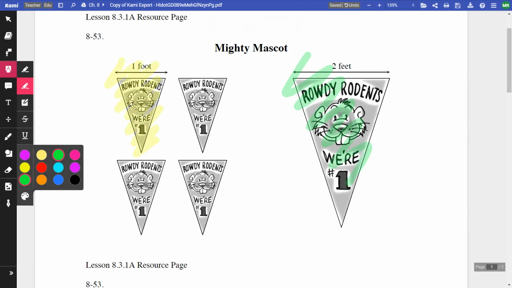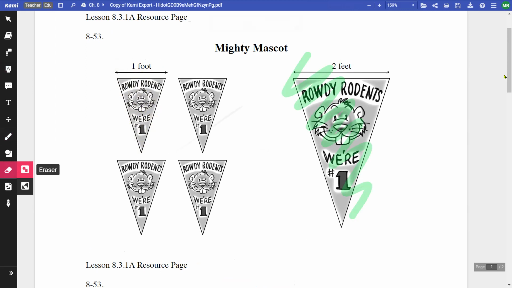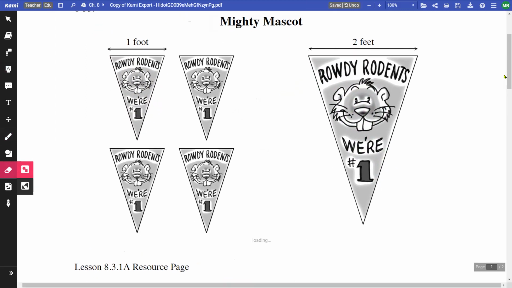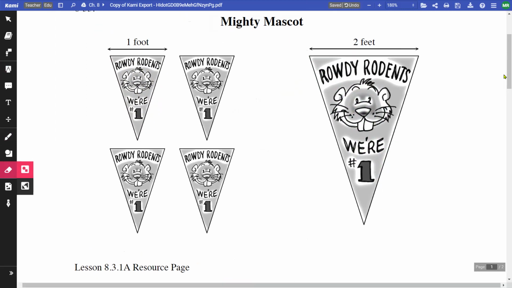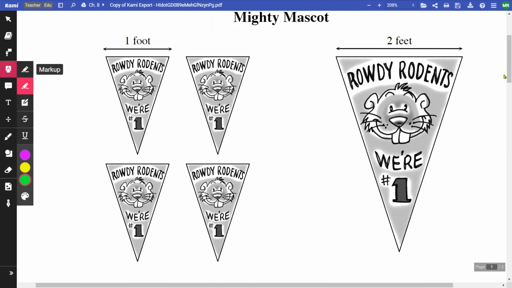This one here is the one that we're going to be making to hang up, because you see it's got 2 feet. And so what they want us to see, and what they wanted us to do, is to cut these out, the small ones, and see how many small ones make the big one. Now, we're not going to do that. I'm not going to make you print this out.